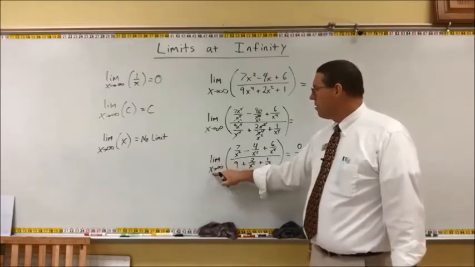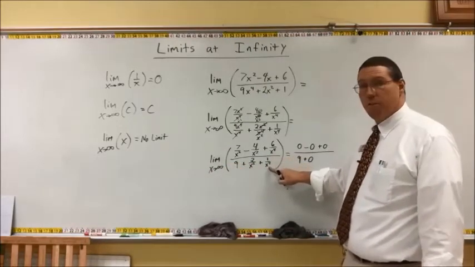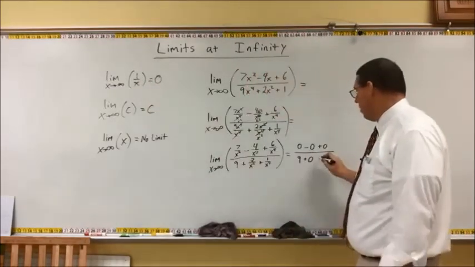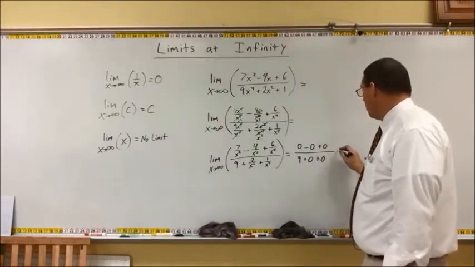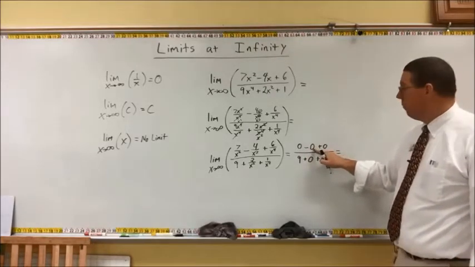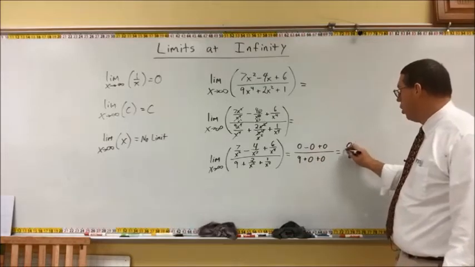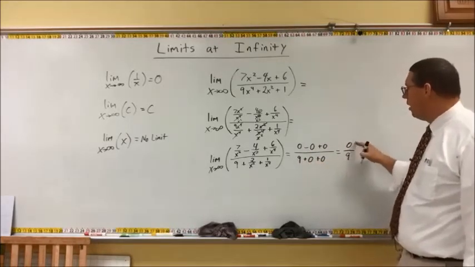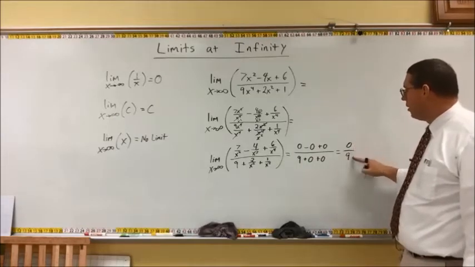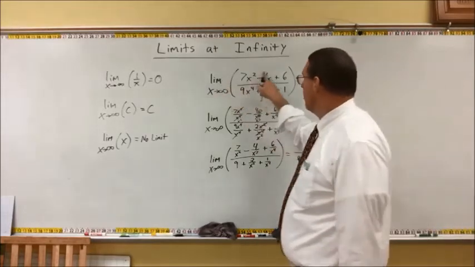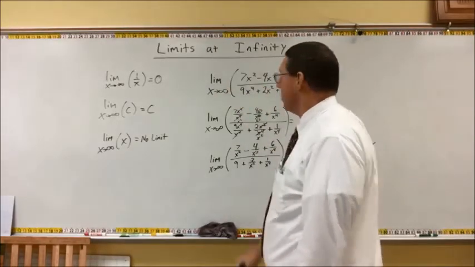And then what is the limit as x approaches infinity of 1 over x to the 4th? Again, it's like this one up here. So the answer is 0. So plus 0. So when we do all this, we get 0 minus 0, 0, plus 0, 0, over 9 plus 0 plus 0 is 9. And what is 0 over 9? It's 0. So the answer to this limit right here is 0.